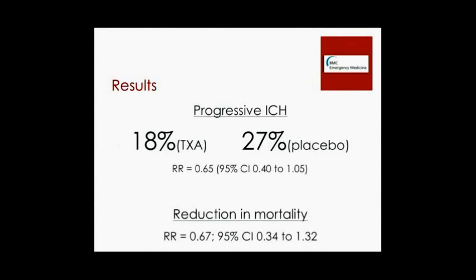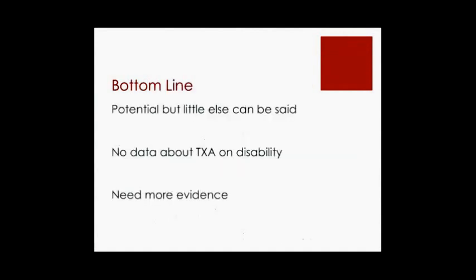Again, I kind of summarized it really short. It's a very small study, so the results weren't great. There was no statistically significant increase in progressive ICH. They defined that by either a new bleed that was not seen in their first scan or an increase in the size of the bleed by 25%. And there was no statistically significant reduction in mortality.